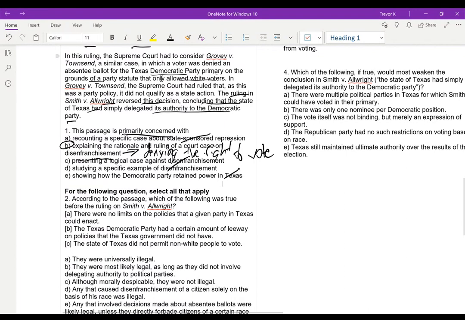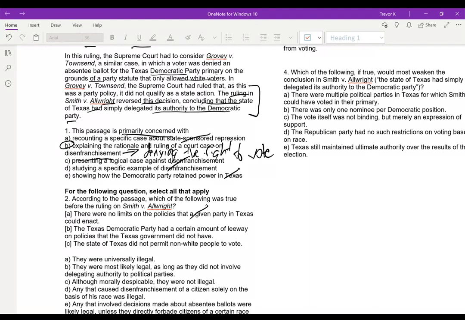Let's see. And then what else do we get? Here we get Grovey v. Townsend, which is what's happening before, in which a voter was denied an absentee ballot for the Texas Democratic primary on grounds of party statute that only allowed white voters. In Grovey v. Townsend, the Supreme Court had ruled as this was a party policy, it did not qualify as state action. All right. So there are no limits on the policies that a given party in Texas can enact. Is this true? No, definitely not. No limits is really strong. The Texas Democratic Party had a certain amount of leeway on policies that the Texas government did not have.